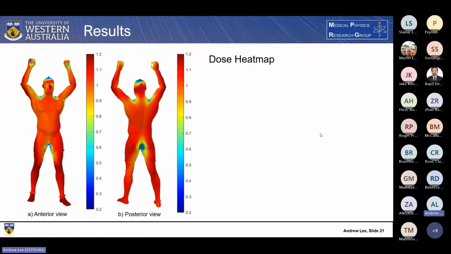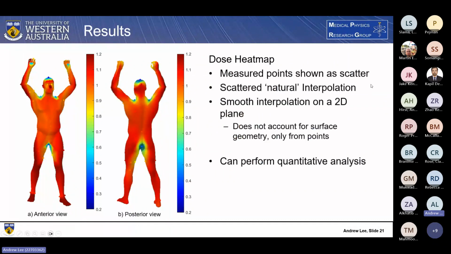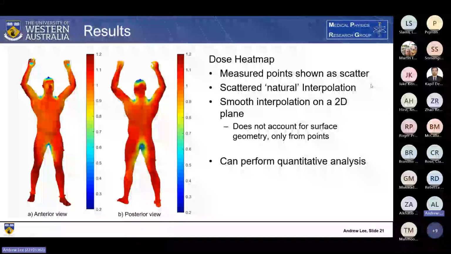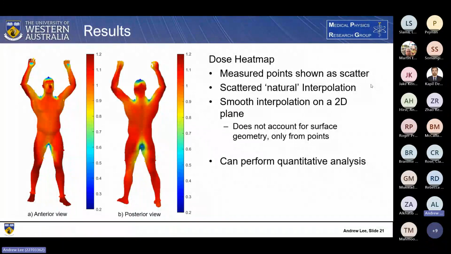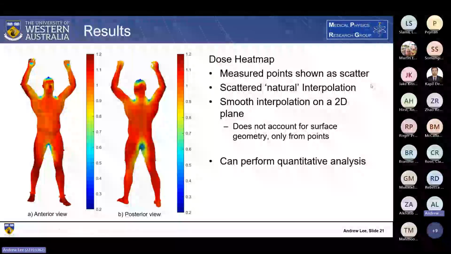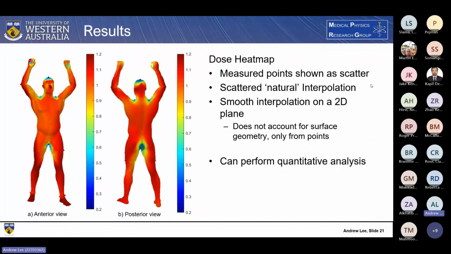We've got the measured points shown as scattered points on the phantom map, as well as interpolation between those. It's important to note that this is a 2D interpolation, and it doesn't take into account any of the surface geometry, only points which are, of course, affected by the geometry. So with sufficient points, we can create an accurate map, and that's true for some of the areas here. We can also evaluate this technique compared to other techniques, and it still provides a useful tool in our toolbox.